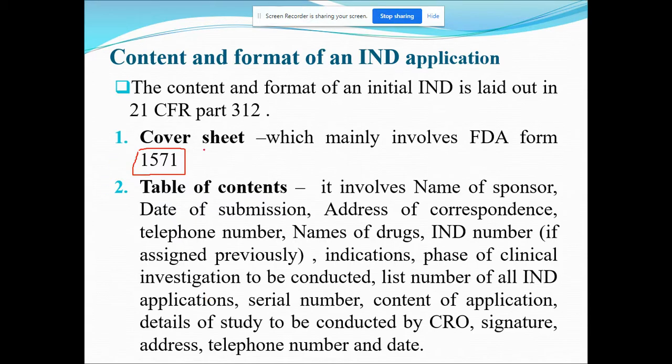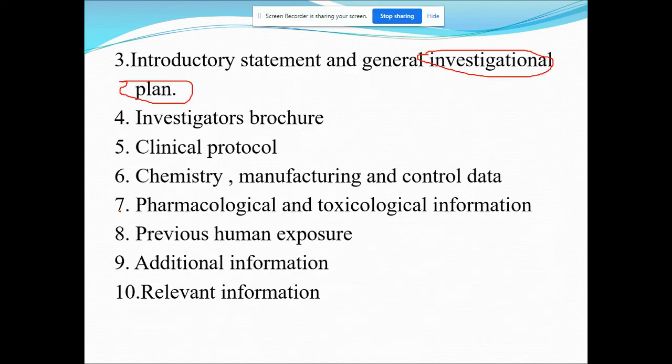It consists of the cover sheet, which basically involves FDA form number 1571. Secondly, the table of contents. Thirdly, the introductory statement and the investigational plan. Fourth, the investigator's brochure. Fifth, the clinical protocol. Sixth, CMC data. Seventh, data or information concerning pharmacology and toxicology. Eighth, previous human exposure information. Ninth, additional information. And tenth, relevant information.